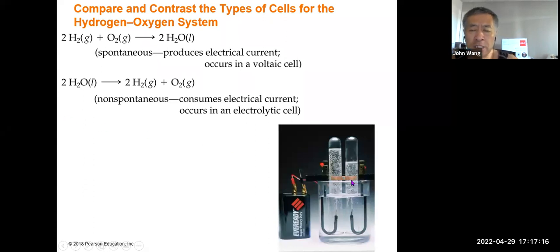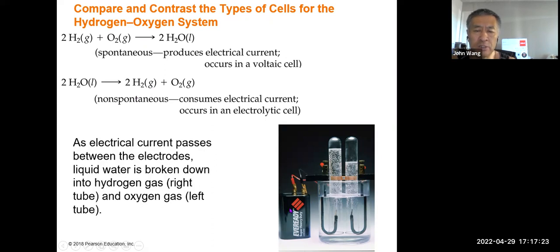So here is the picture for the setup of this second reaction. You can see we use a battery, use electricity to drive the reaction, and you will produce these two gases. One is the O2 gas, the other one is the H2 gas. You know which one is which by using the coefficients. We produce more H2 and only half as much O2. You can see here on the top, this empty place is for the gas.